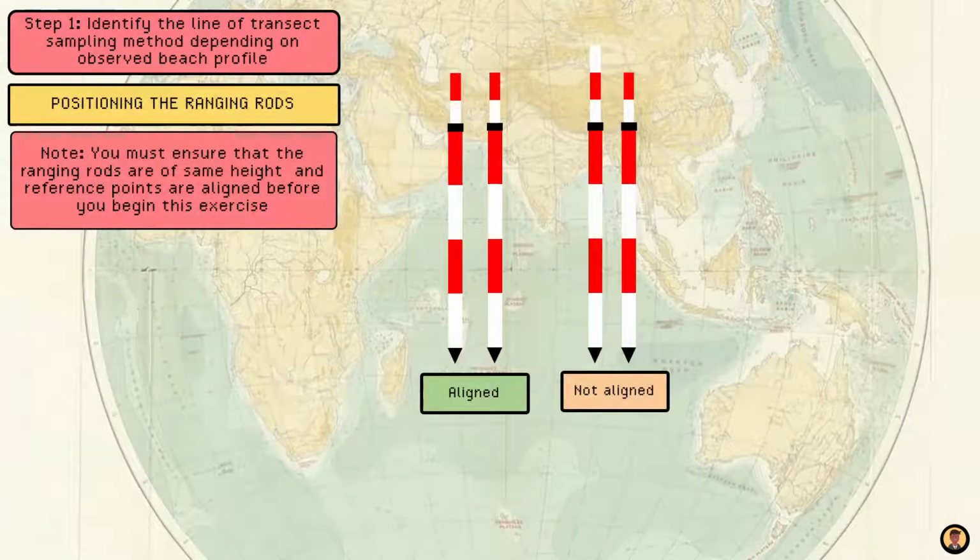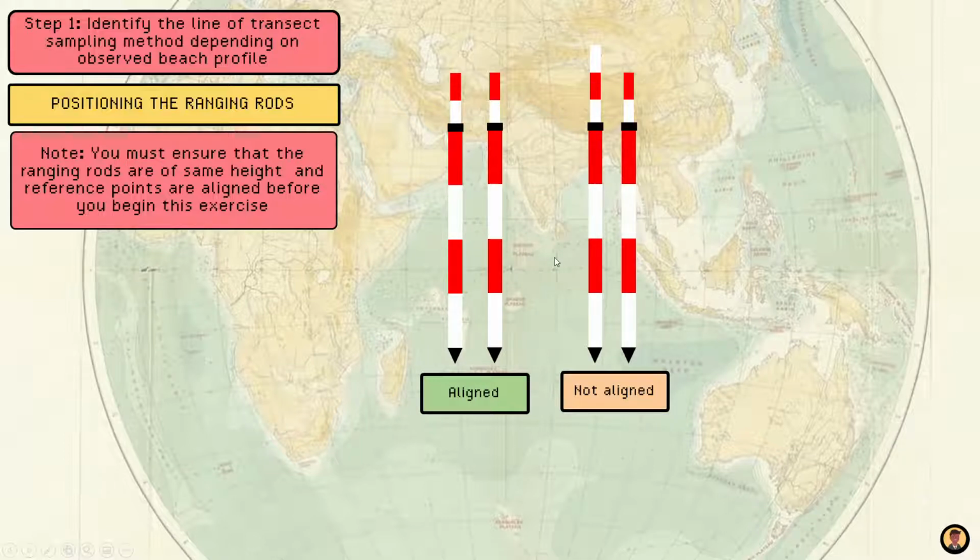Alright, so now that you have identified the line of transect, and now that you kind of know the sampling methods that you should use, the next step will actually be positioning of the rods, okay, the ranging rods. Before I explain to you the positioning process, I need all of you to understand that before you begin, you need to ensure that the ranging rods are of the same height. Okay, so over here I have a diagram. One is showing two rods that are basically of the same height, which means that they are aligned. Meanwhile, the other one, you see the one on the left being longer as compared to the right. So this one is not aligned.